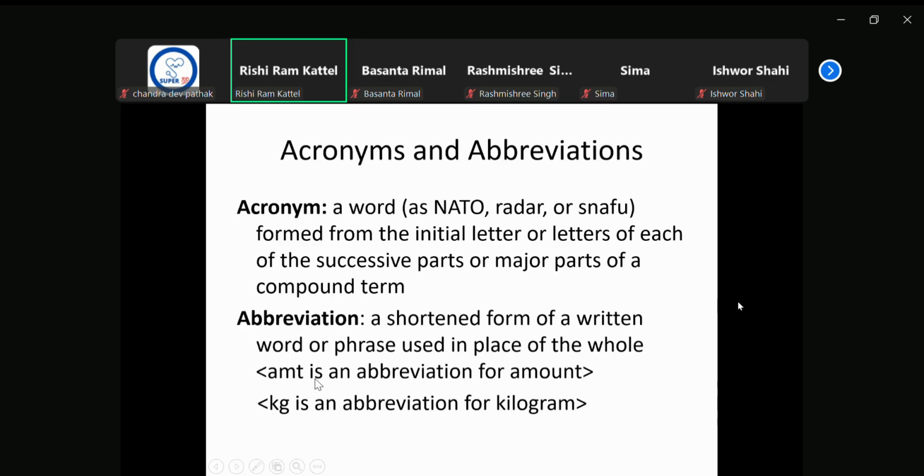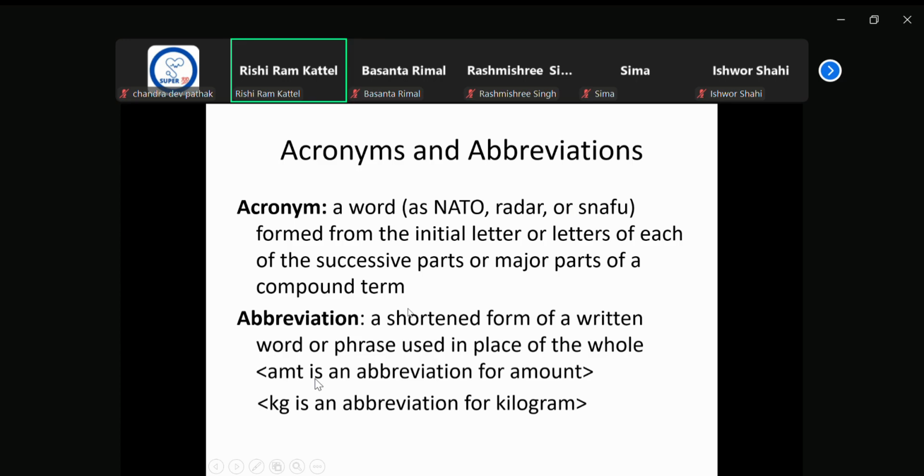Another part is acronyms and abbreviations. You know about these. Acronyms and abbreviations are both shorter forms, and you have to write the details of acronyms and abbreviations at the top before the abstract. Acronyms, words like NUTA, NATO, or NAFO, are formed from the initial letters of each successive part or major part of the compound term. An abbreviation is a shortened form of a written word or phrase used in place of the whole, like AMT. It is the abbreviation of amount. KG is the abbreviation of kilogram.